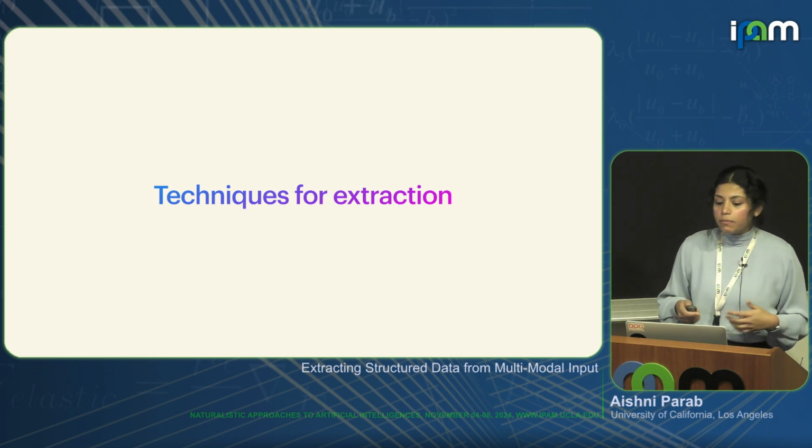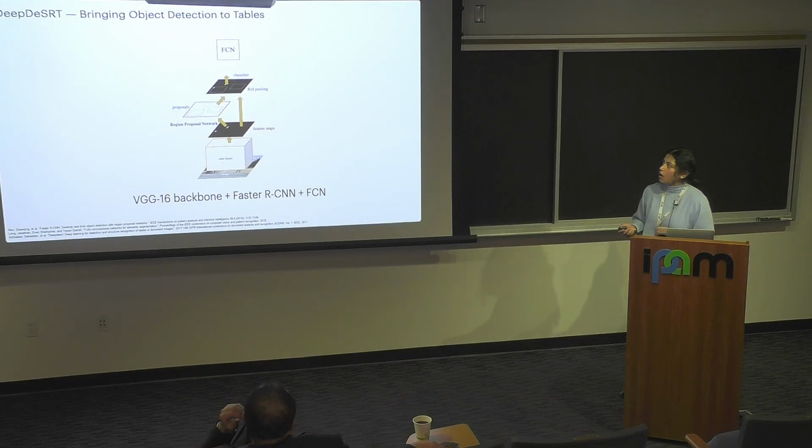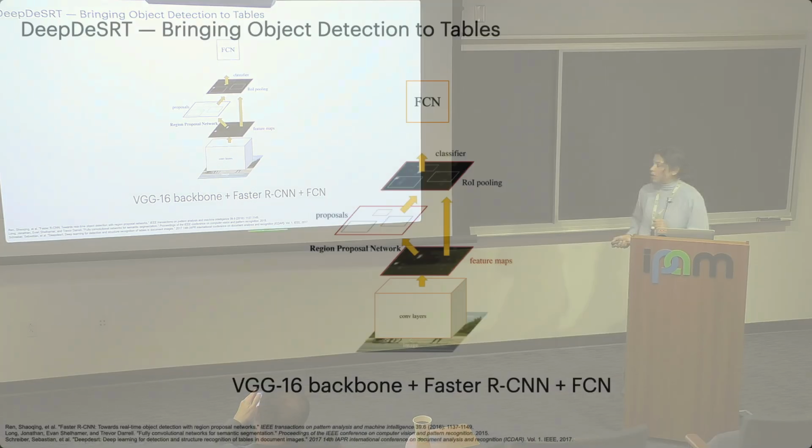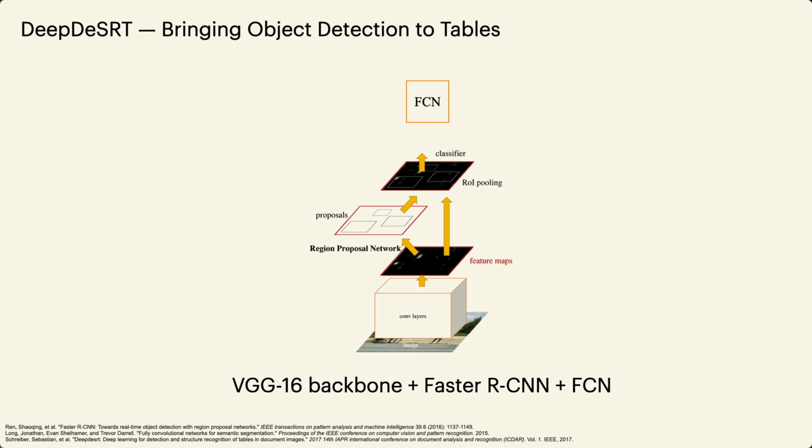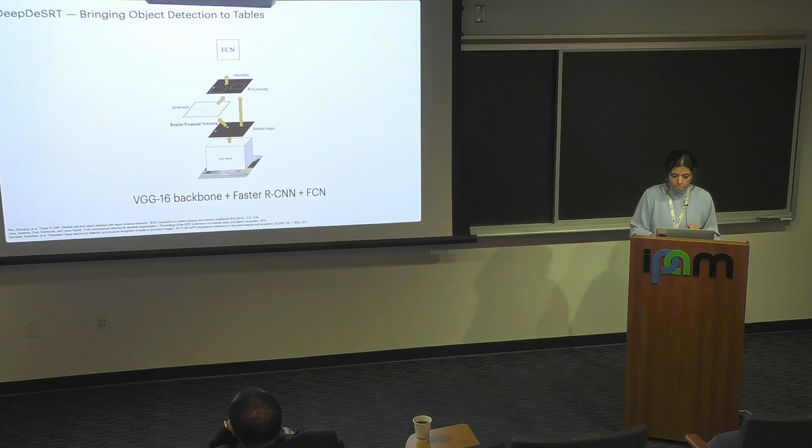Over the years, several methods have been developed to tackle this problem, and I will walk you through all the various table extraction methods and how they have evolved. One early deep learning method was DeepDSRT, which basically brought object detection to tables. Just like identifying objects in a busy scene, they used a Faster R-CNN with a VGG16 backbone to detect tables and columns in an image, combined with an FCN network to predict the structure. So let's look at how it did that.